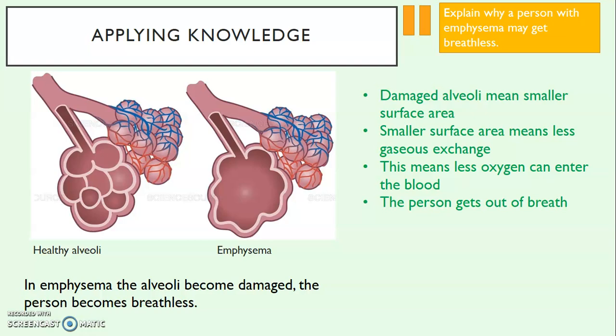So make sure when you're explaining something, you're doing your statement. So my statement, damaged alveoli mean a smaller surface area, but then go into the so what. What does that mean? What is the impact? So the impact means less gaseous exchange. Brilliant. What's the next thing? So the next thing is that we get less oxygen. And the final thing is that means that they get out of breath.